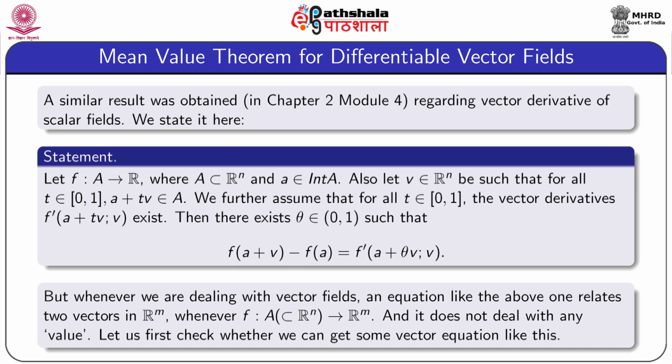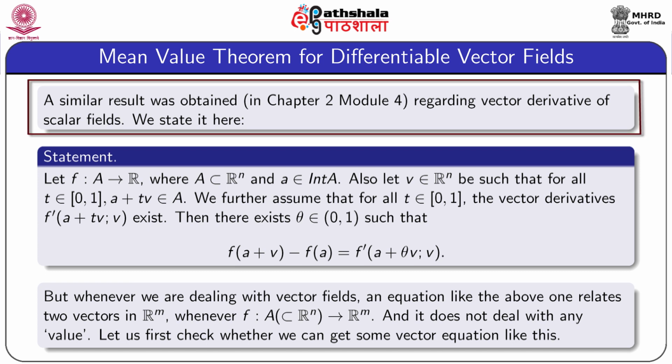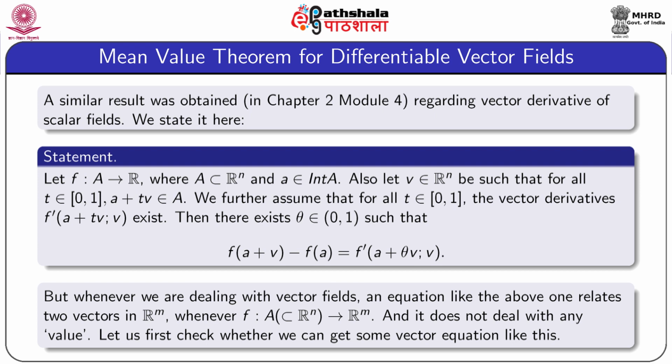In second chapter module 4, we obtained a similar result regarding vector derivative of scalar fields. Let us recall it. Let f be a map from A to R, where A is a subset of Rn and a is an interior point of the set A. Also let v be a vector in Rn such that for all t belonging to the bounded closed interval 0, 1, the vector a plus tv is in A. We further assume that for all t belonging to closed interval 0, 1, the vector derivatives f dash a plus tv v exist. Then there exists theta from open interval 0, 1 such that the increment f of a plus v minus f a can be expressed as vector derivative f dash a plus theta v v.